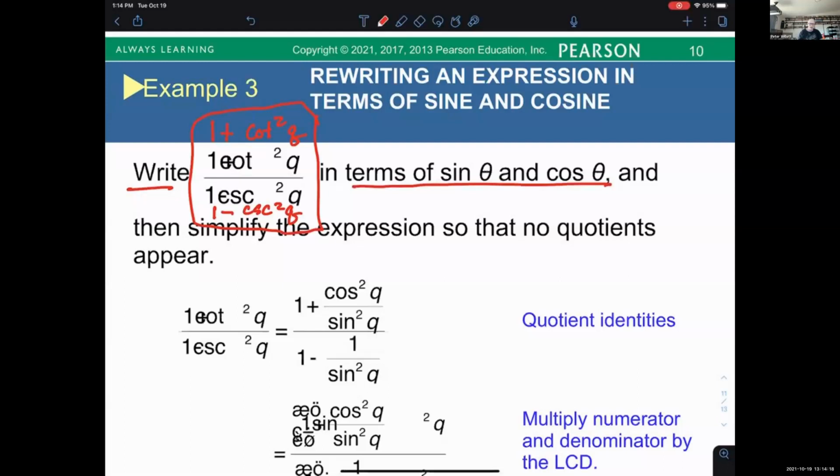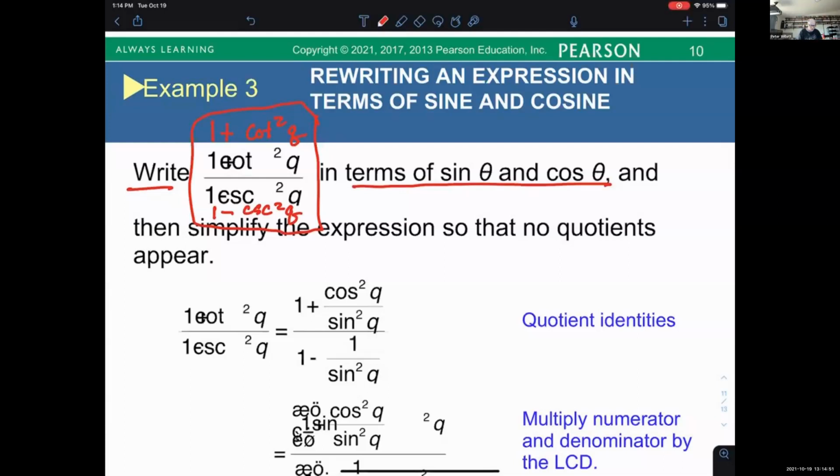So anytime they ask you to write something in terms of sine and cosine, it means you just want to replace any of the other 4 trig functions, tangent, cotangent, secant, cosecant, any of those with their definitions with sine and cosine. And basically that's that tangent is sine over cosine, secant is 1 over cosine, cosecant is 1 over sine, those things. And then of course you'll need to simplify whatever's left.